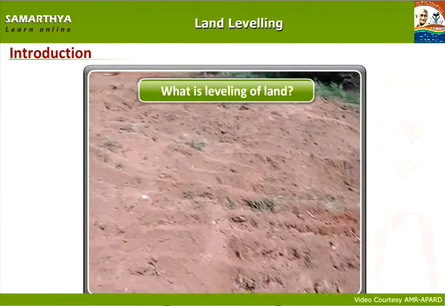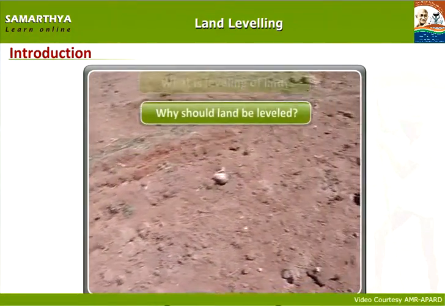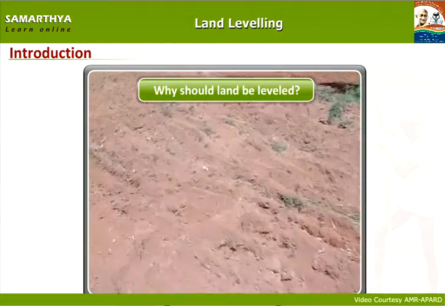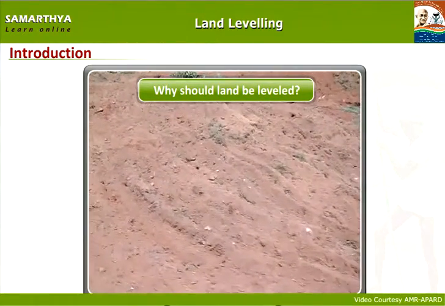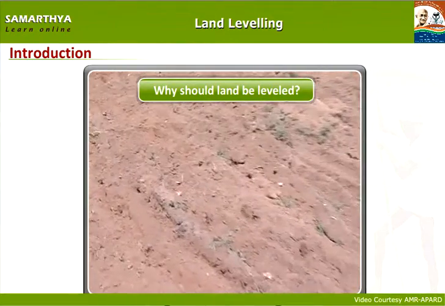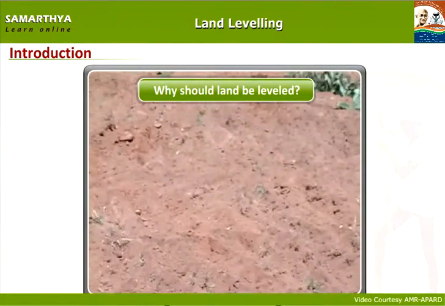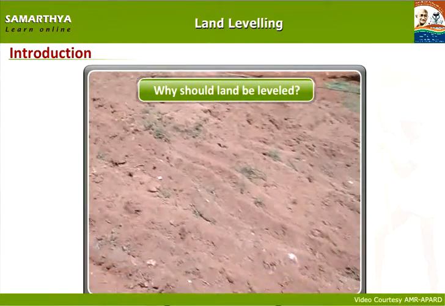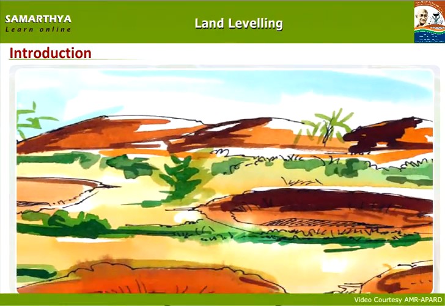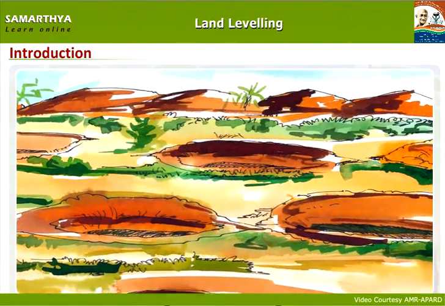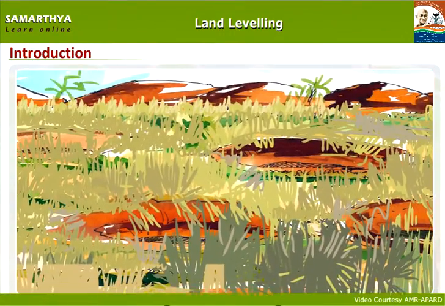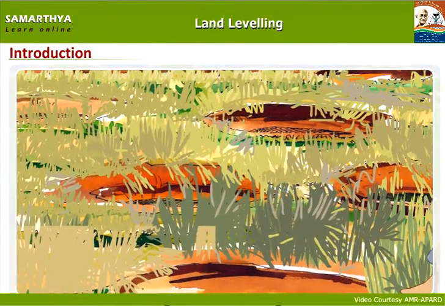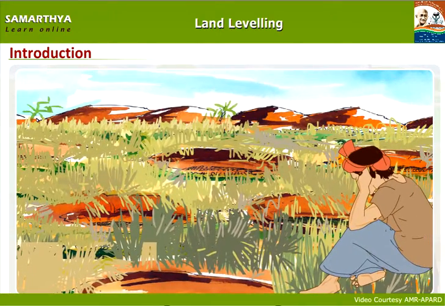Now, let us discuss the second question. Why should land be leveled? It is a pertinent question. If we take up agriculture activities in a land with lot of undulation and uneven surface, the undulations act as a barrier and obstruction to agricultural activities. To avoid such difficult situation, land is leveled.